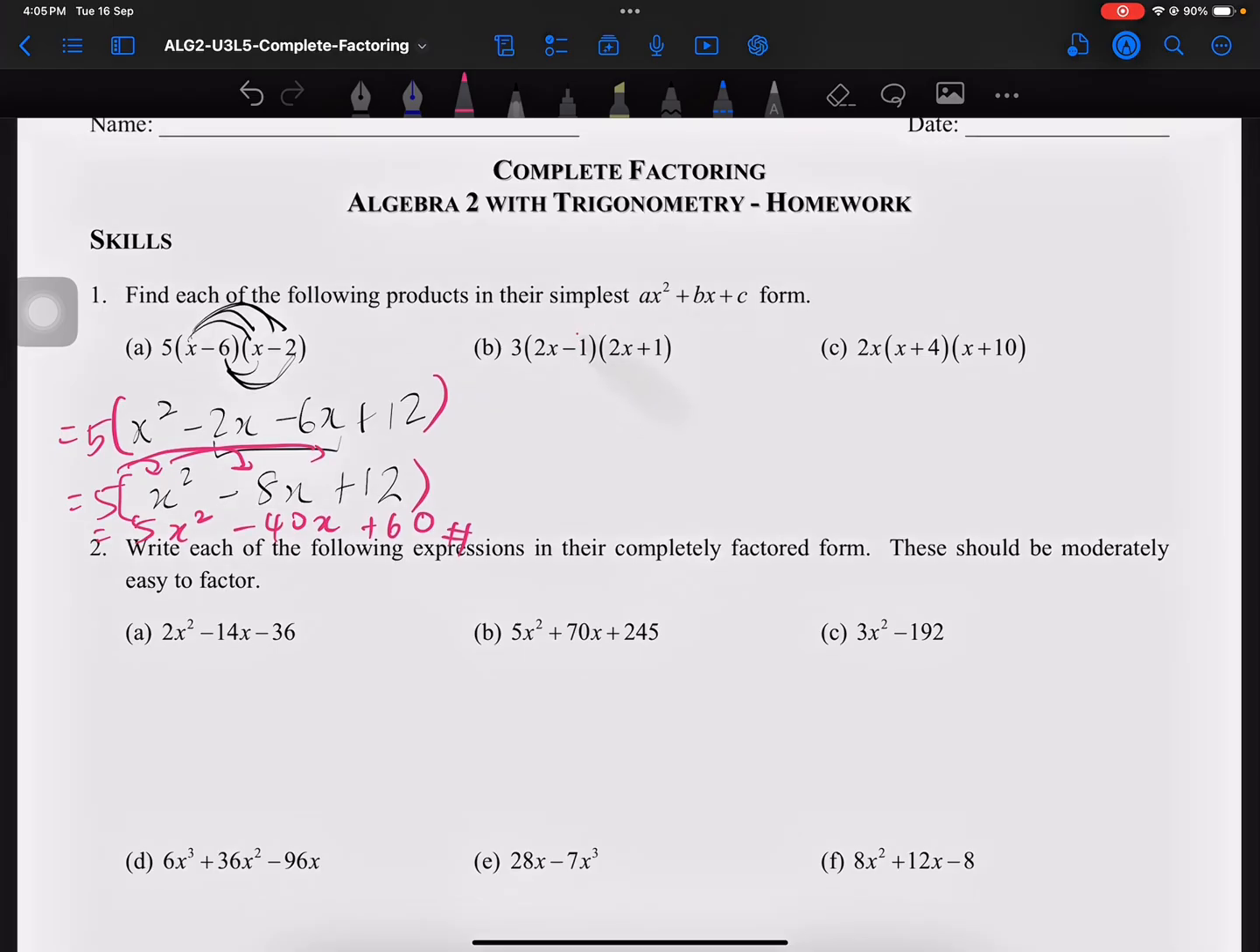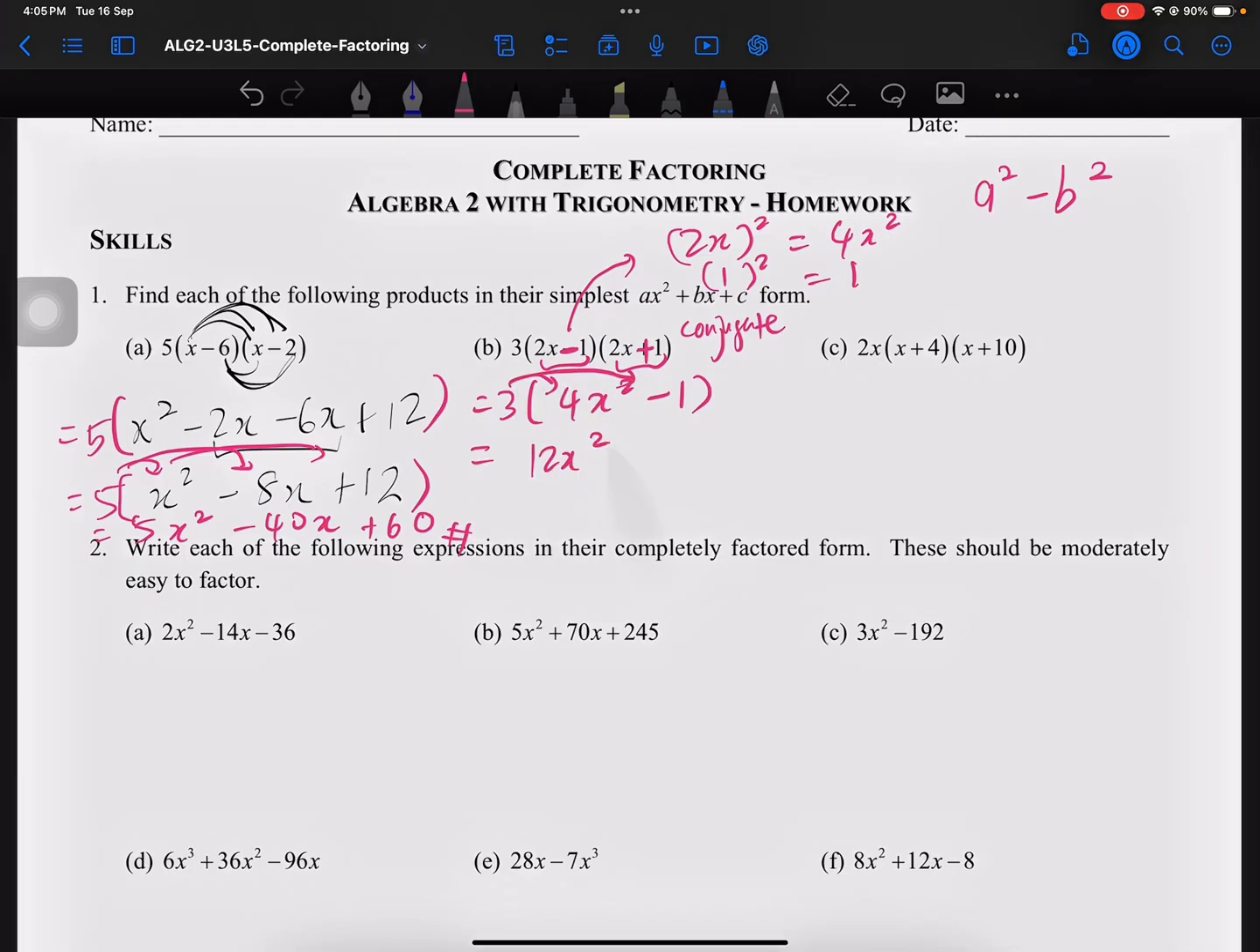Same, you can see that this is the same term, minus and plus sign, and we know that this is conjugate. Conjugate, if we revise again, it will give you a squared minus b squared. So from here, 2x squared gives you 4x squared. 1 squared gives you 1. So 3 bracket 4x squared minus 1. Okay, this is after we expand. Then we need to expand 3 inside. It gives you 12x squared minus 3. This is the last answer.